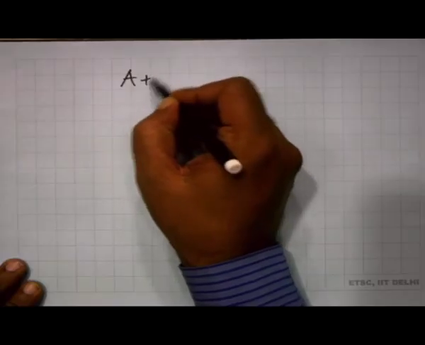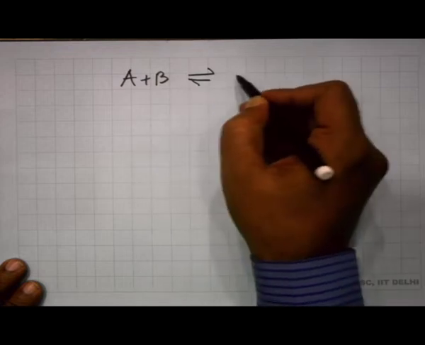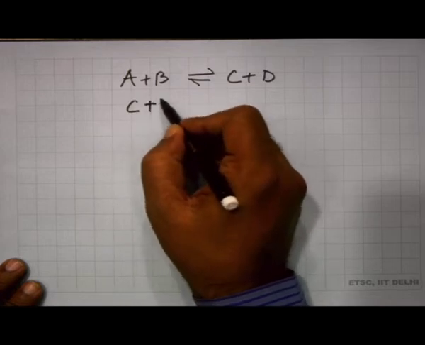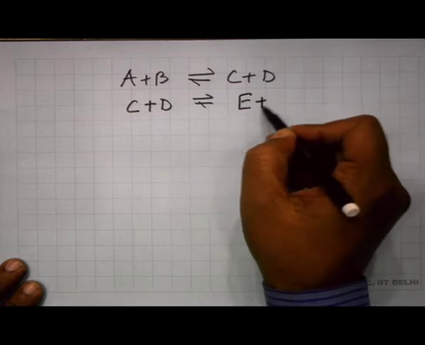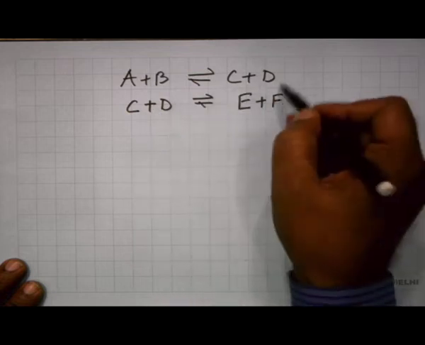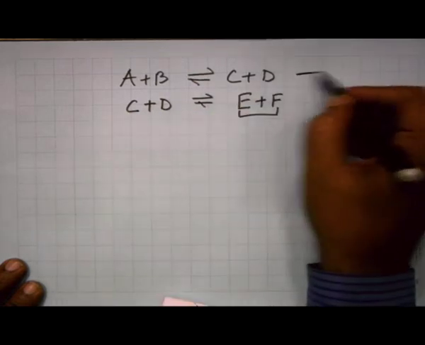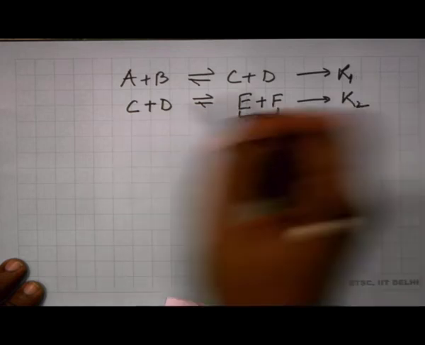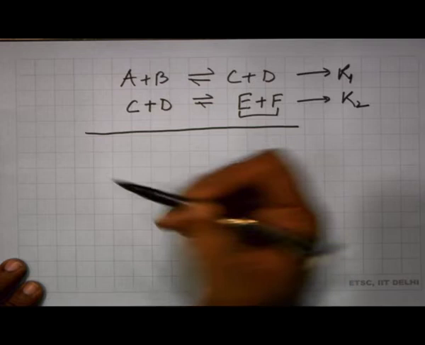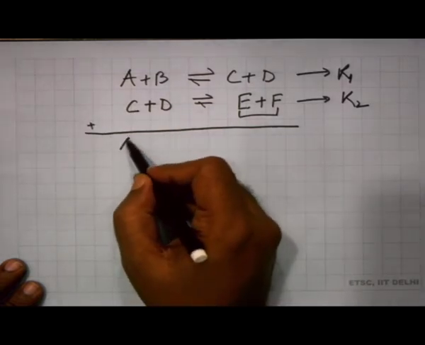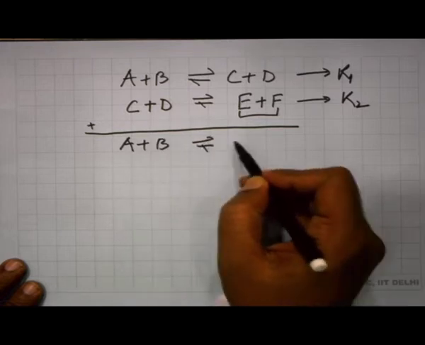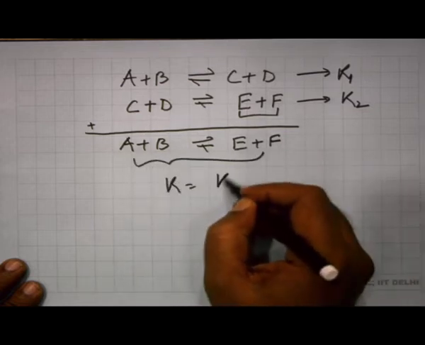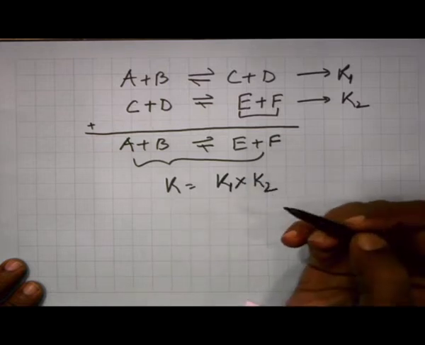And now, suppose we take A plus B giving C plus D, and suppose I take C plus D giving E plus F. So these are consecutive reactions, C plus D, and then the product is E plus F, and suppose the equilibrium constant for this one is K 1, and this is K 2. I know the equilibrium constants K 1 and K 2, so what I need to do is simply add these, A plus B giving you E plus F. In that case, the equilibrium constant for this reaction will be K 1 into K 2.